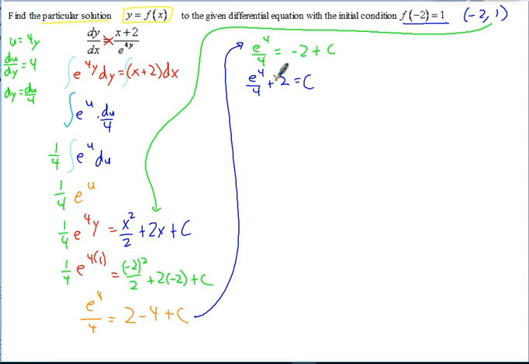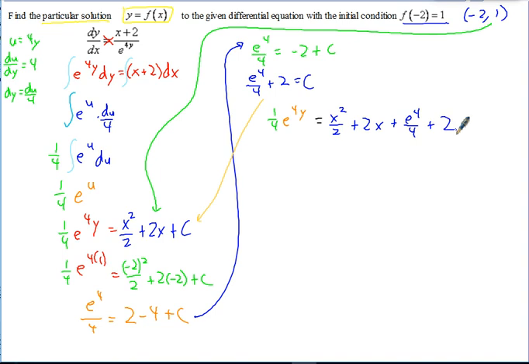So then we can take that c value and substitute it in right here. So let's see what we have now. We've got 1/4 e to the 4y equals x squared over 2 plus 2x, and then we just figured out c is e to the 4th over 4 plus 2.